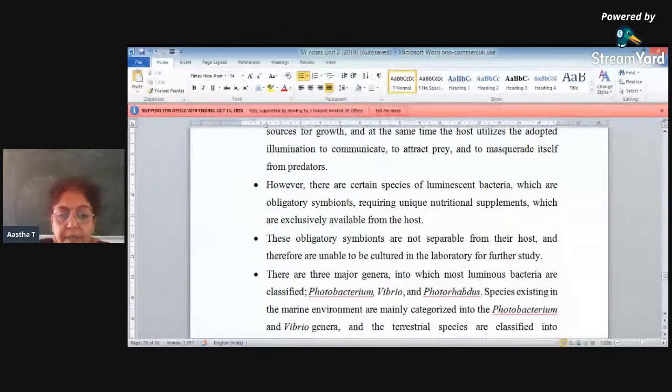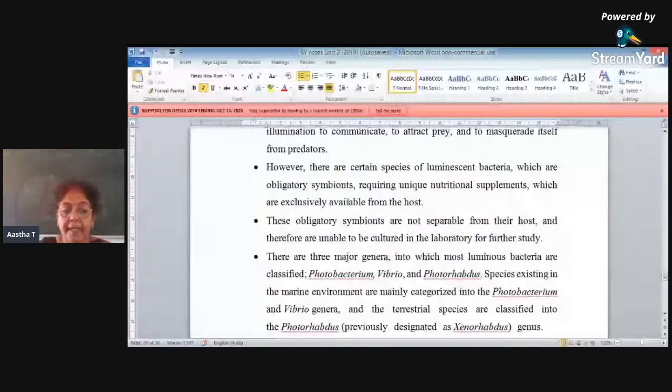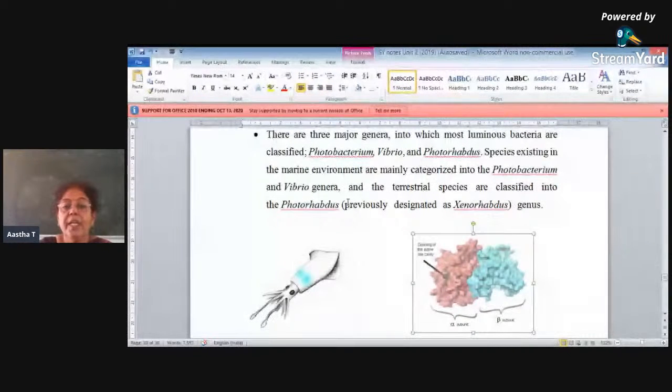Now there are three major genera in which these luminescent bacteria are classified. One is Photobacterium, another one is Vibrio, and third one is Photorhabdus. So these three genera include the bioluminescent bacteria. Marine environment usually contains Photobacterium and Vibrio, while terrestrial species are included in the Photorhabdus genus. Earlier it was called the Xenorhabdus genus, now it has been named Photorhabdus.